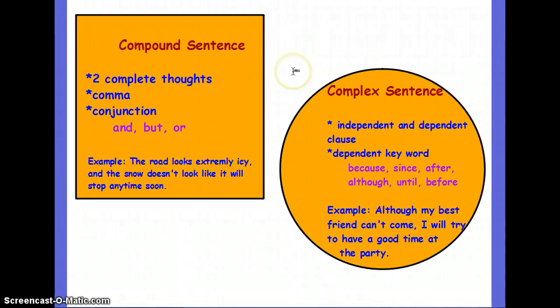A complex sentence is made up of an independent and a dependent clause. That means you will find one complete thought in the sentence and then a thought that isn't complete, known as a dependent clause. The dependent clause is usually started off with a key word, such as because, since, after, although, until, and before. You will know it's a dependent clause because it will start with one of these words. An example is shown below.